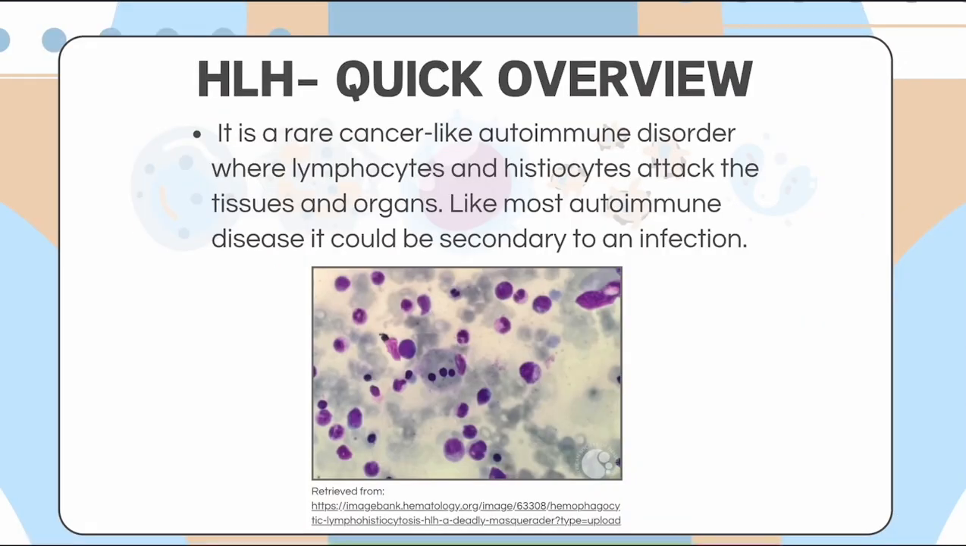So quick overview about HLH. It is a rare cancer-like autoimmune disorder where lymphocytes, histiocytes attack your tissues and organs, and these cells can build up on your spleen and liver and cause them to enlarge. So that's what we saw in the CT with this patient. She had hepatomegaly. And like most autoimmune disease, it could be either familial or it could be secondary to infection, like what we're suspecting with this patient.